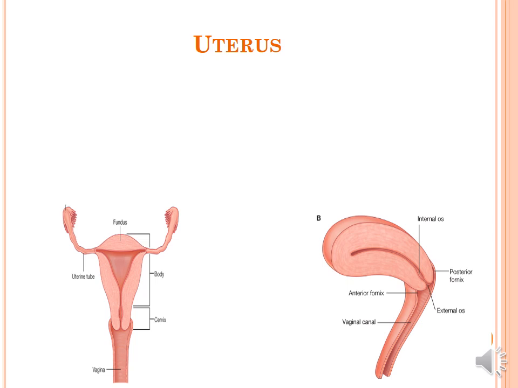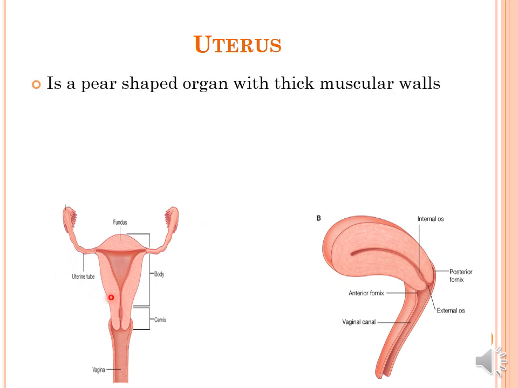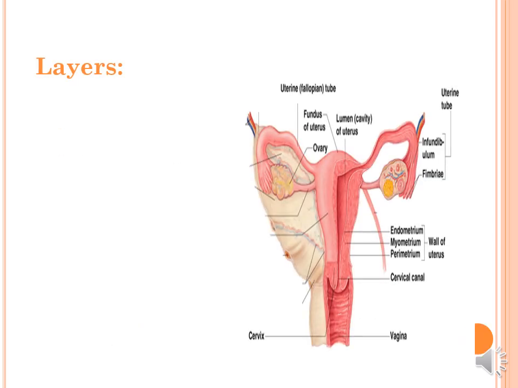Another part of the female genital organs is known as the uterus. This uterus is a muscular organ and it is pear-shaped, located inside the pelvis, related to the urinary bladder and rectum. The uterus has three parts: the upper part known as the fundus, the middle part known as the body, and the lowest part known as the cervix. It also has three layers: the mucous layer known as the endometrium, the muscular layer known as the myometrium, and the outer covering layer known as the perimetrium. So it has three parts and three layers.